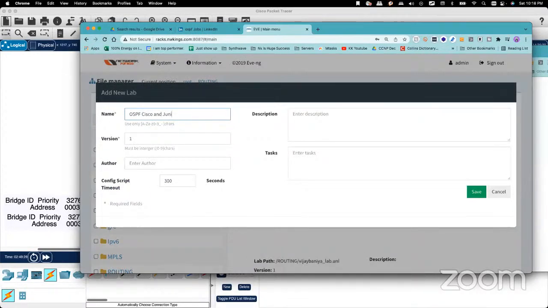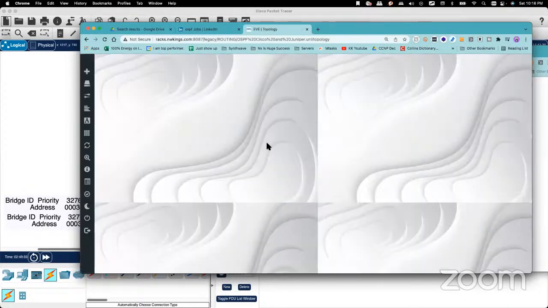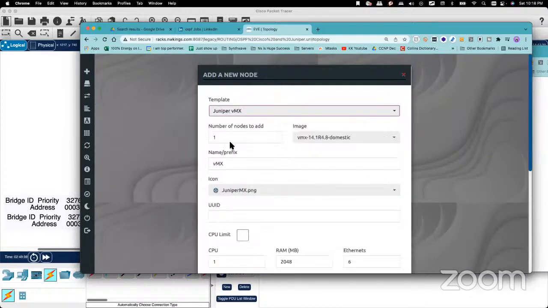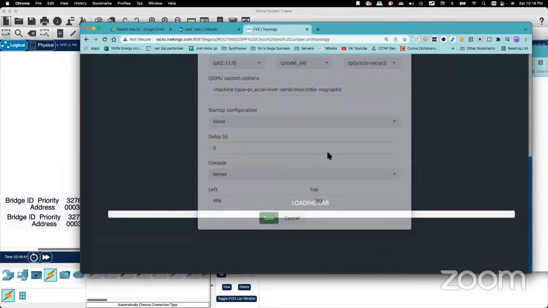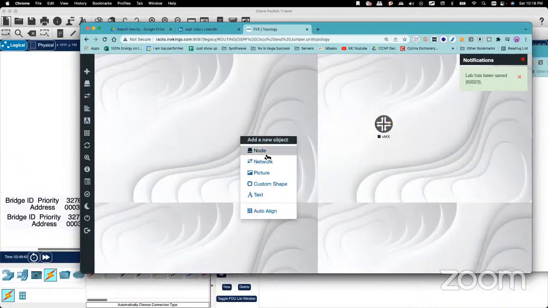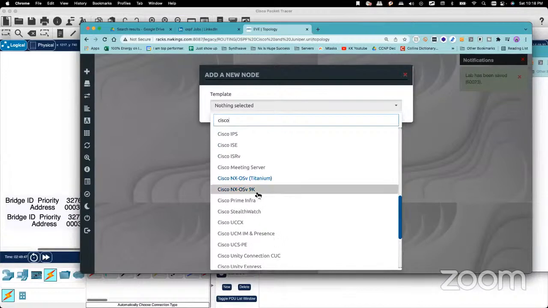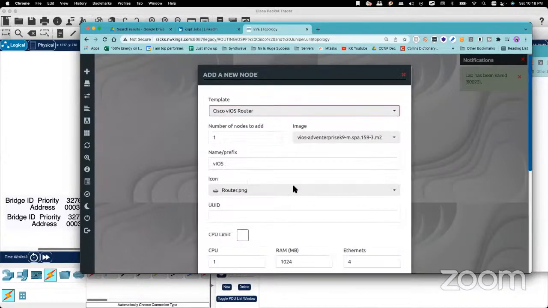Yes, but first, because this is a Cisco class, I would recommend you choose the Cisco devices for lab. But yes, we have added the Juniper routers. So I can add a Juniper router and a Cisco router so that you guys can practice a little bit for this.